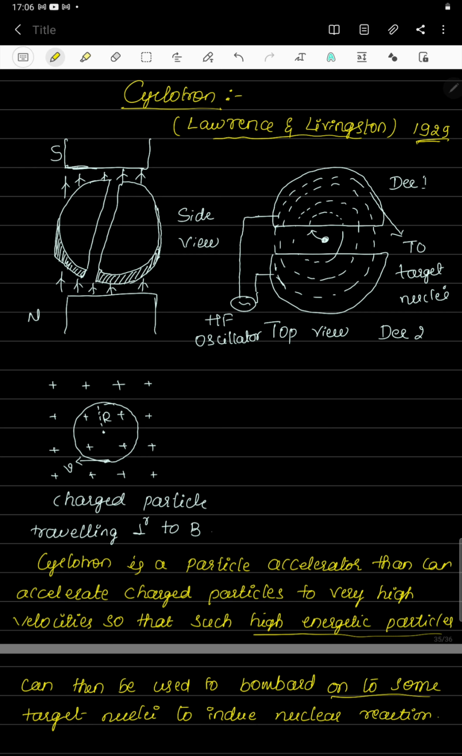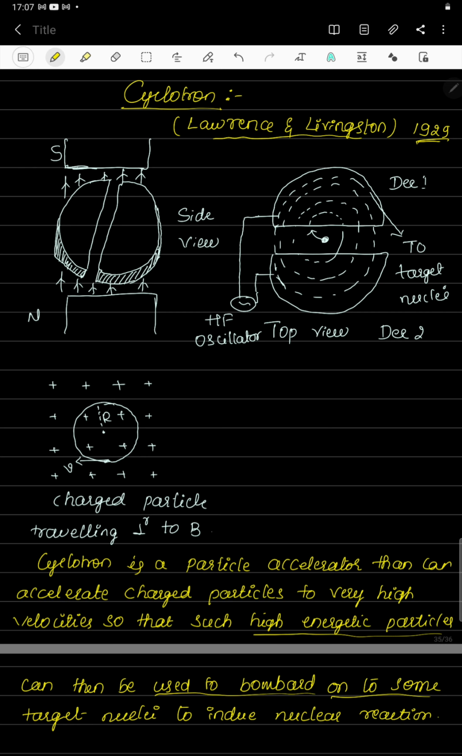A cyclotron is basically a particle accelerator which we use to accelerate particles to very high velocity in a circular path. Here the particle is made to move in a circular path, and we are increasing the velocity of the charged particle. That's why the name cyclotron. The particle coming out of this system has very high velocity, and we use it to bombard some target nuclei to perform nuclear reactions. So this is what the cyclotron is.